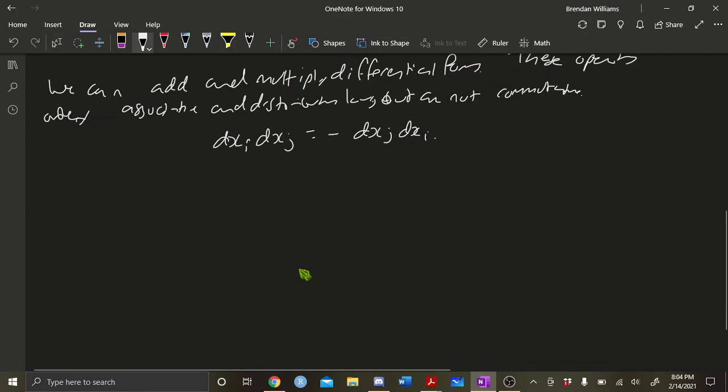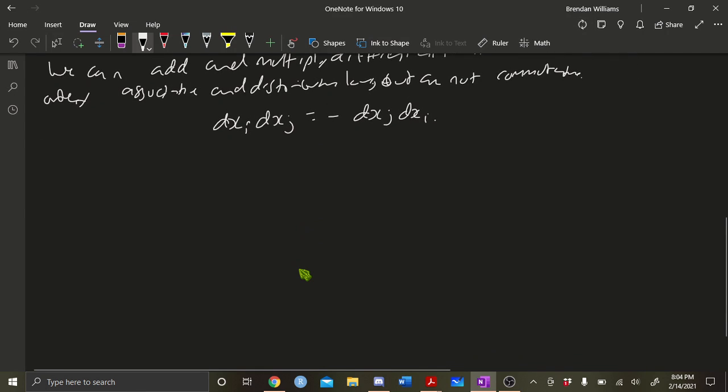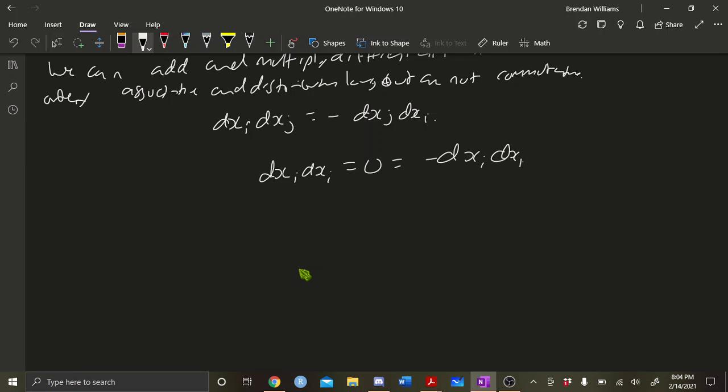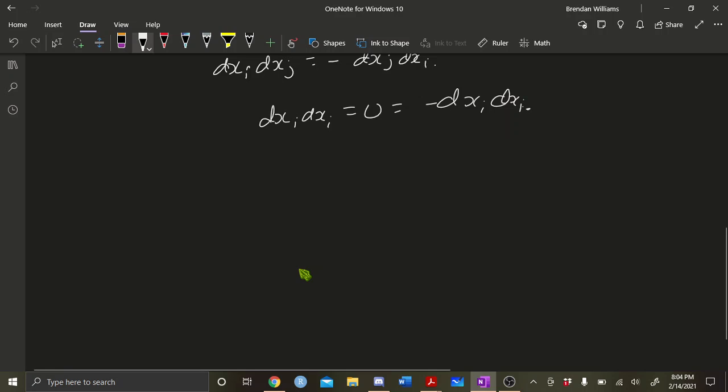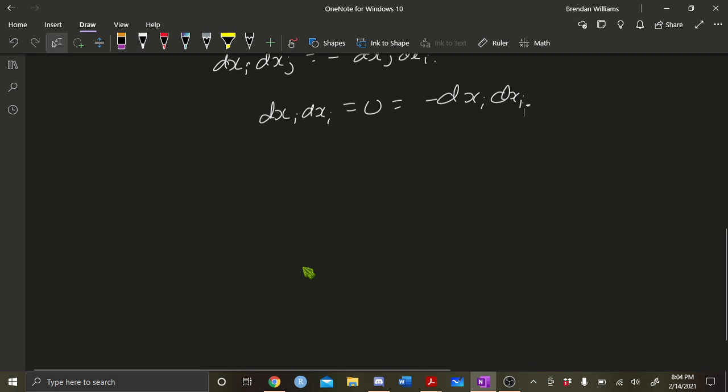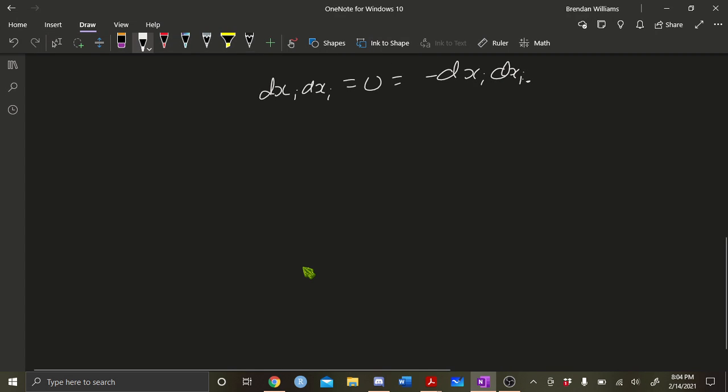Okay. And so this leads to the following result. Of course dx sub i dx sub i is equal to 0. This is because we know that dx sub i dx sub i is equal to negative dx sub i dx sub i, and 0 is the only number that fits that criteria, right? So in other words, if we have any repeats of differentials, they're just going to be 0. So, quick example.